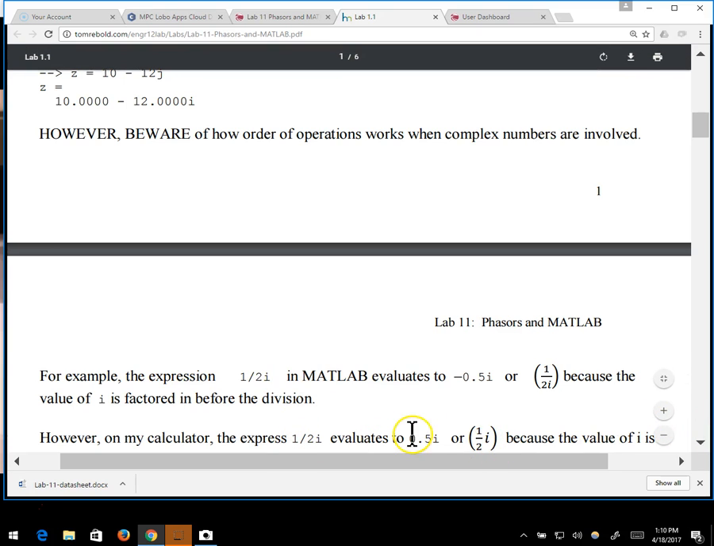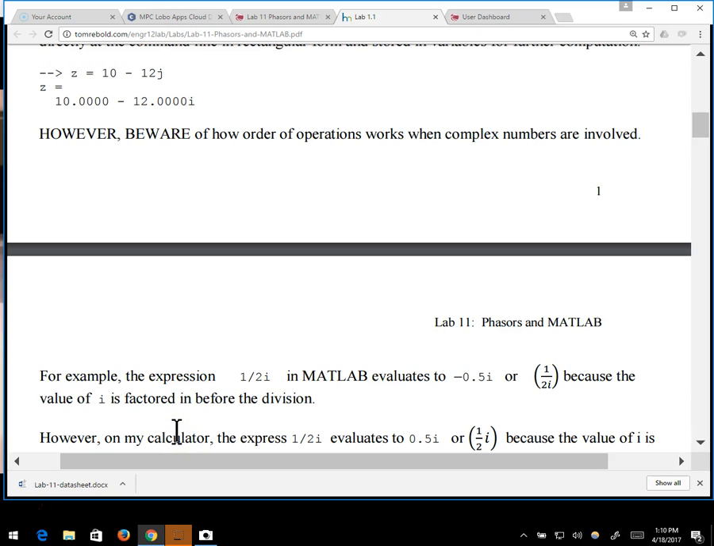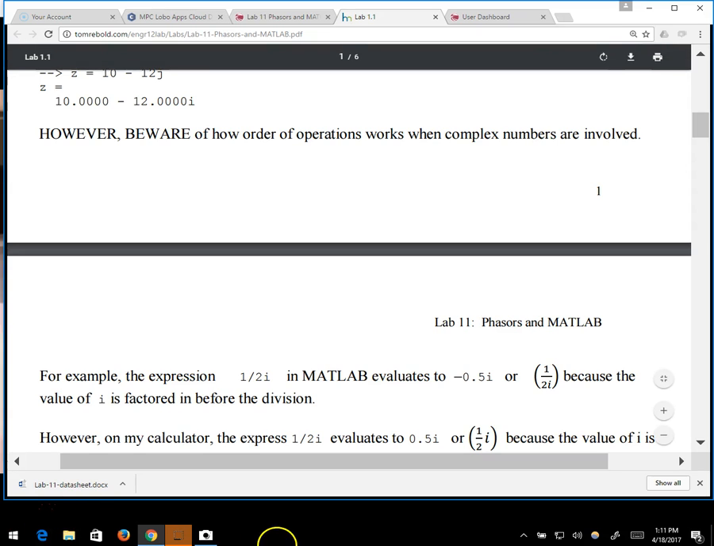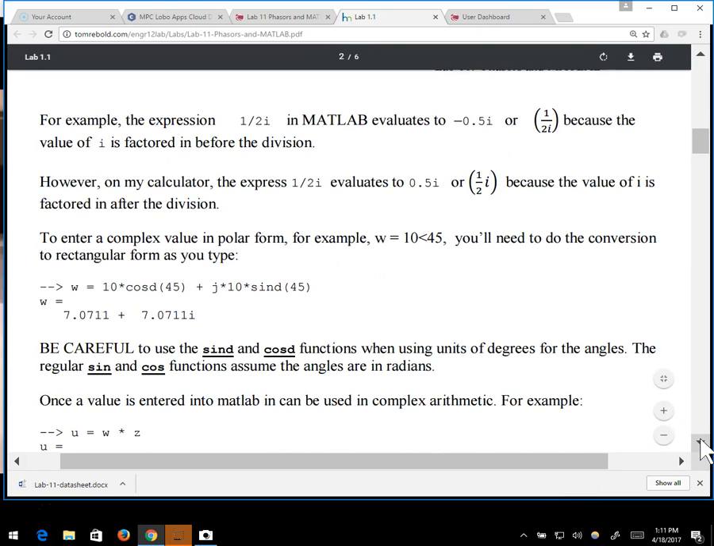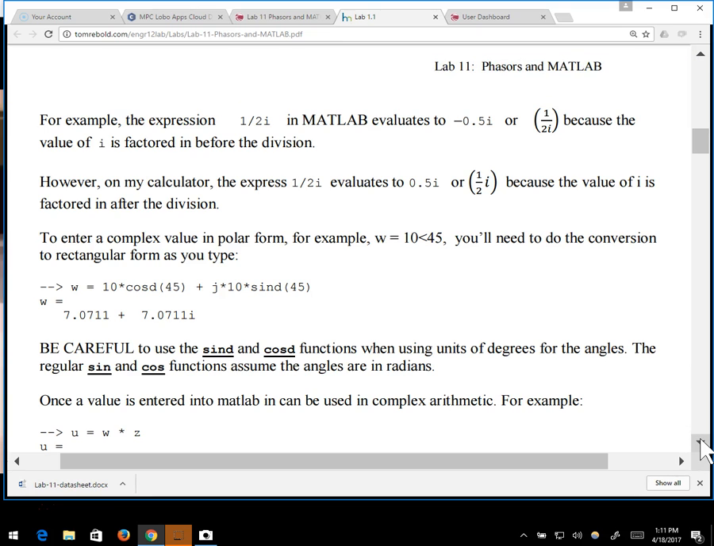On my calculator, which I don't have with me, it's a Casio FX115. Anyone have one of those? Those are pretty decent. They have a complex number format that you can enter in, which makes it real easy to represent. When I type in 1 over 2i, it evaluates to what I would think is 1/2 i, because the value of i is secondary to the division operator. So those little things can be a bit of an issue.